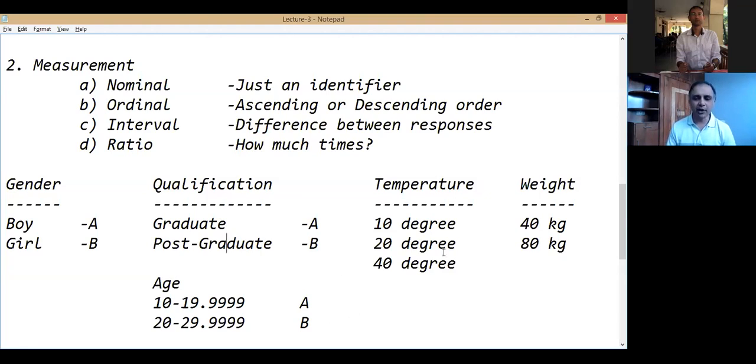Look at the example. Temperature 10 degrees, 20 degrees, 40 degrees. There are three cities. In city A, it was 10 degrees. In city B, it was 20. And in city C, it was 40 degrees.